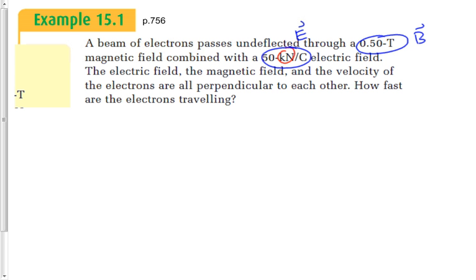I'll give you a hint. It's in the first sentence. Undeflected. Okay, it's the velocity selection chamber where these particles go undeflected. All right, so we're dealing with the velocity selection chamber.